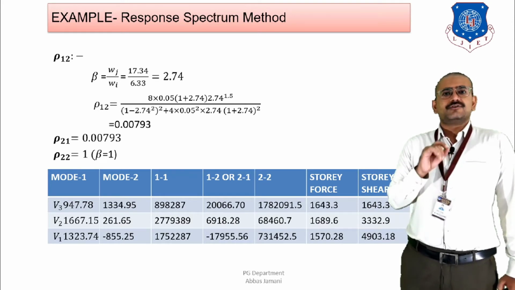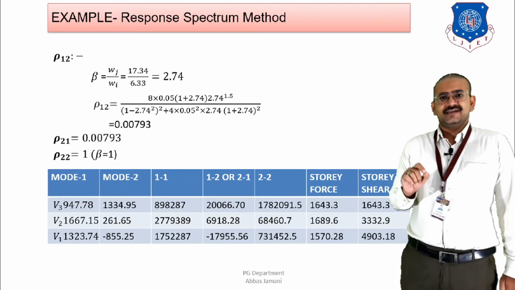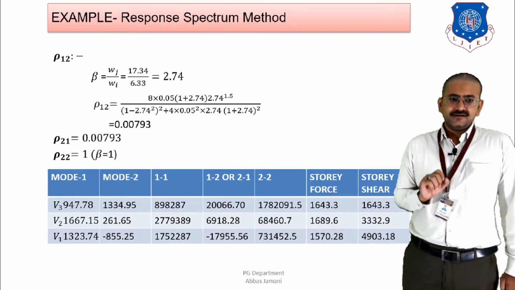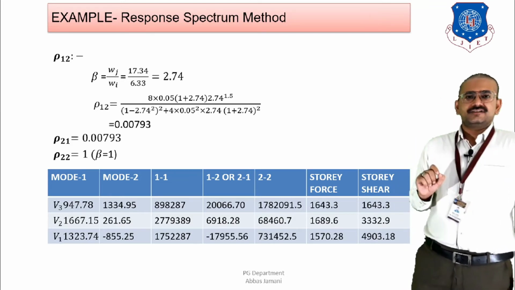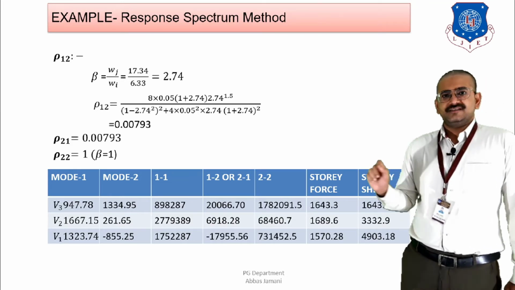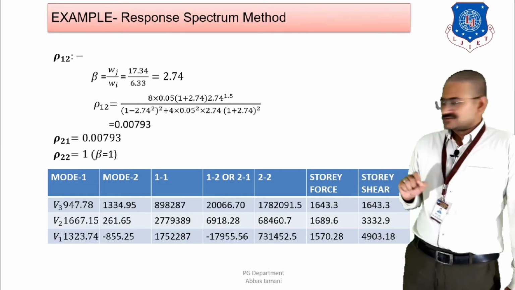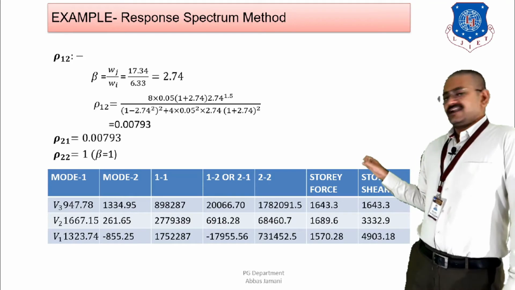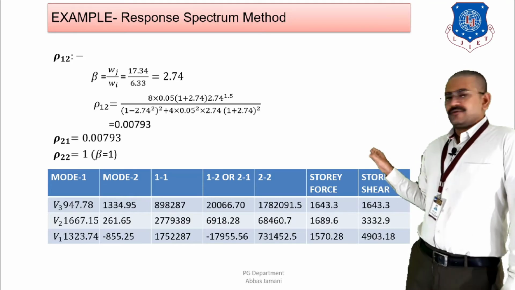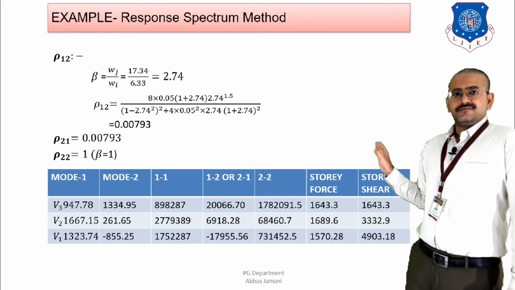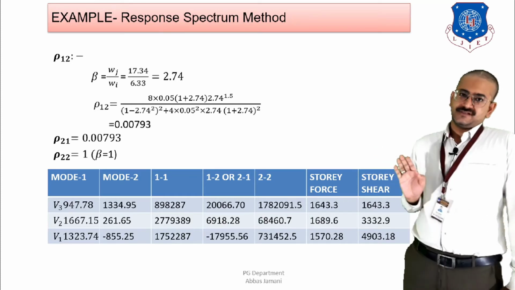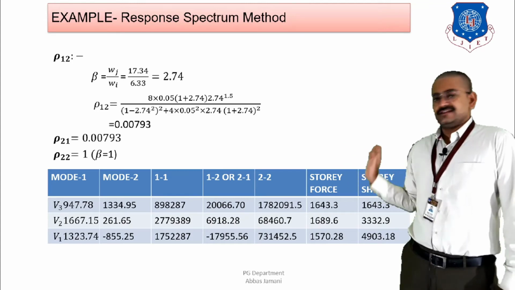That means out of the total equation components, that is lambda i, lambda j and rho ij, I have all the possible values of rho ij. Based on that I can work out the response quantities, and based on the response quantities I can calculate the value of shear. So I need to prepare a table where the first column is mode 1, the second column is mode 2, then the combinations 1 1, 1 2, 2 1 and 2 2, and lastly the storey force and the storey shear. Right? This is the kind of table that we have to prepare.